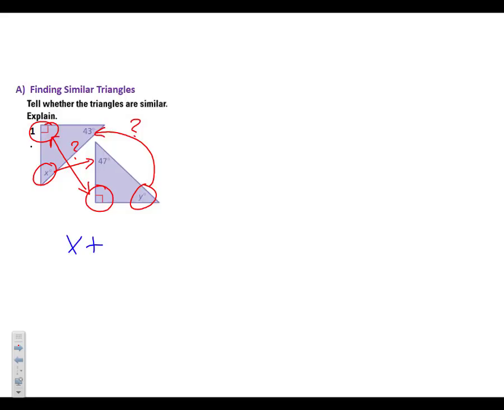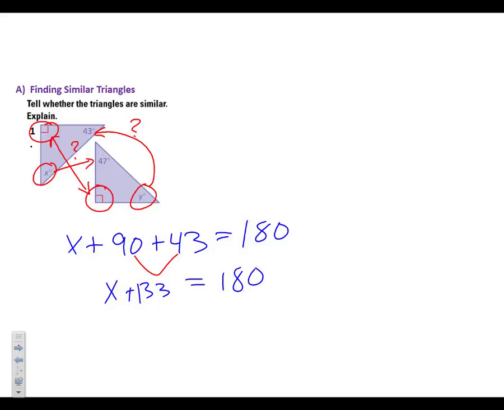And I'm going to add the angles together. X plus 90 plus 43. And we know that the sum of the interior angles for a triangle is 180 degrees. If not, we use that formula that the sum is equal to 180 times n minus 2, the number of sides minus 2. But anyway, now we have x. When we simplify this together, x plus 133 is equal to 180. And then when I subtract 133, I get that x is equal to 47 degrees.